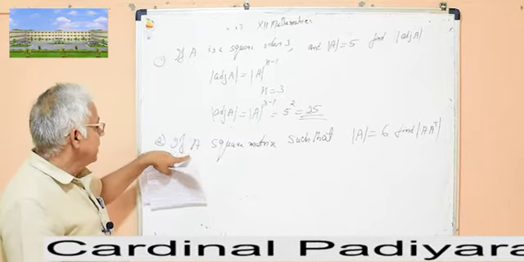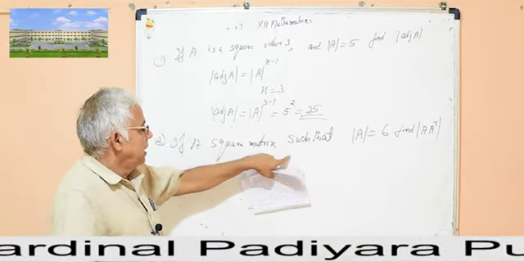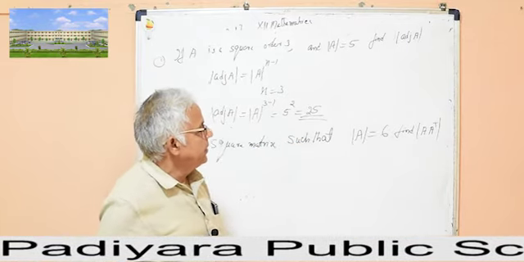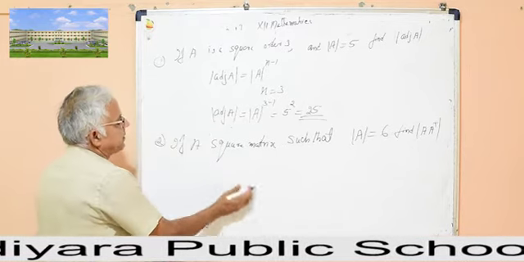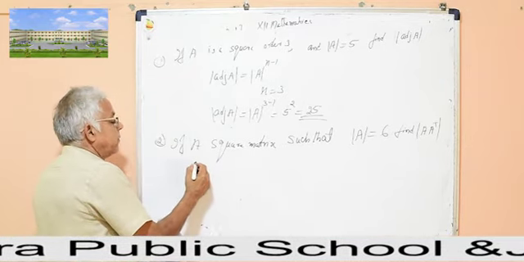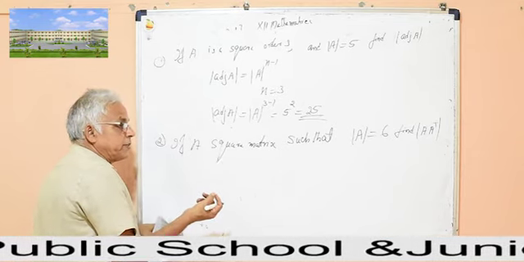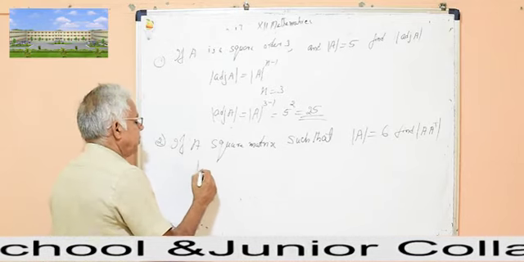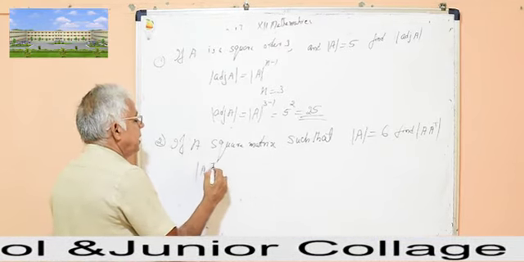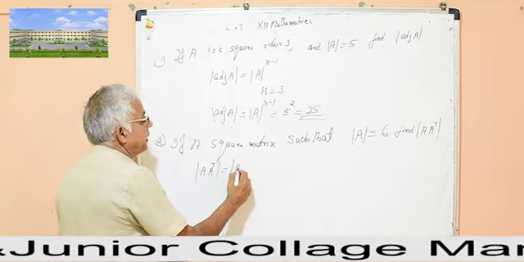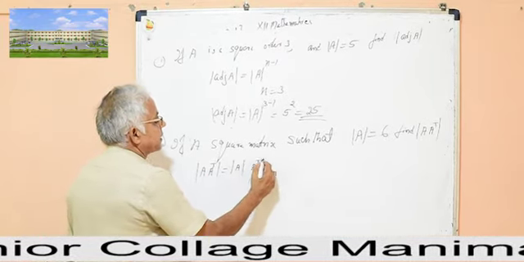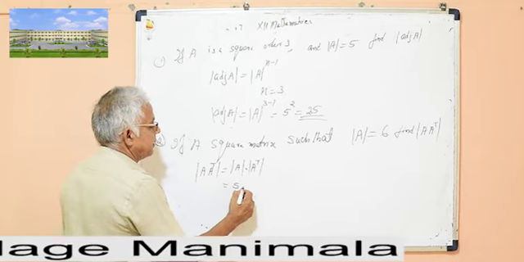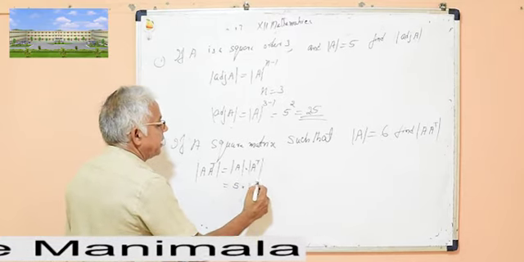So, important: A is a square matrix such that determinant of A is given, find the determinant of A into A transpose. We studied by theorem that the determinant of a product of square matrices is equal to the product of their respective determinants. So determinant of A into A transpose is equal to determinant of A into determinant of A transpose. Determinant of A value is 6, into determinant of A transpose.